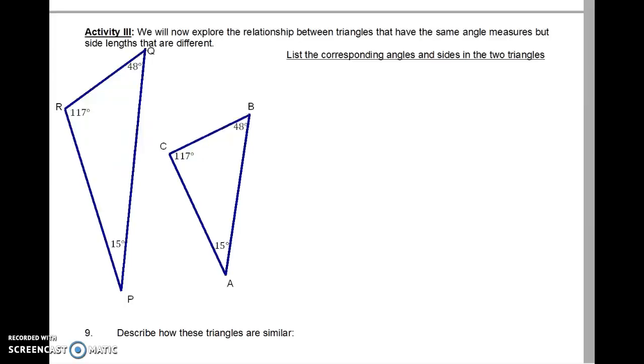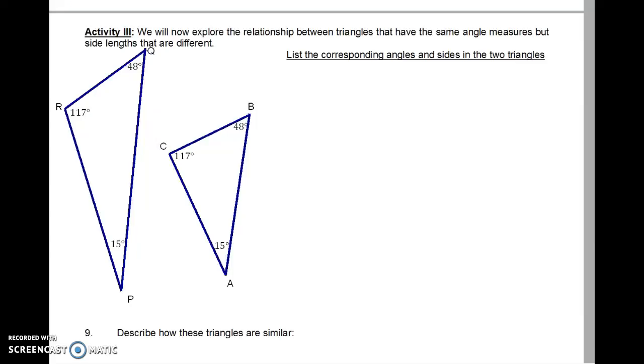So we're now on the next page, and it says to list the corresponding angles and sides in the two triangles. You really need to study these in order to see the similarities. Actually, it's pretty obvious those angles all match. The angles are all the same. The side lengths are different. So we're talking about scaling up, scaling down, triangles exactly as we were before.